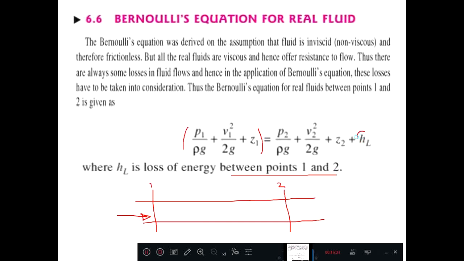This is very important for real fluids. You have to take into account the loss factor here, that is frictional loss. Because of friction, there will be energy loss that is to be taken into consideration. Whereas in ideal fluids, we do not take this loss into consideration, because there is no viscosity. For a non-viscous fluid, there is no energy loss.